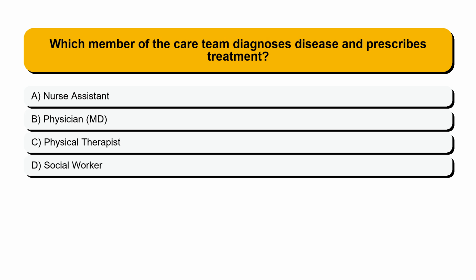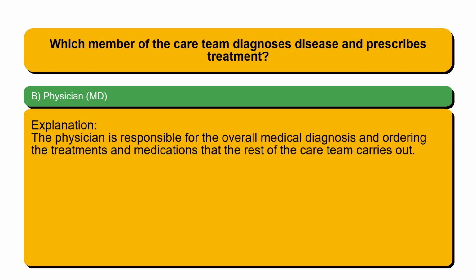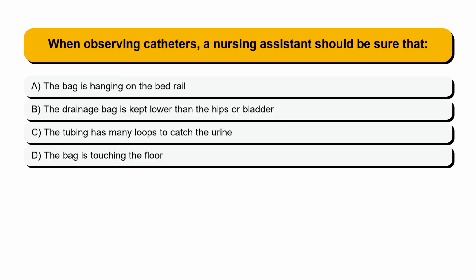Question 96. Which member of the care team diagnoses disease and prescribes treatment? Option A, a nurse assistant. Option B, physician, MD. Option C, a physical therapist. Option D, social worker. The correct answer is option B, physician, MD. The physician is responsible for the overall medical diagnosis and ordering the treatments and medications that the rest of the care team carries out.